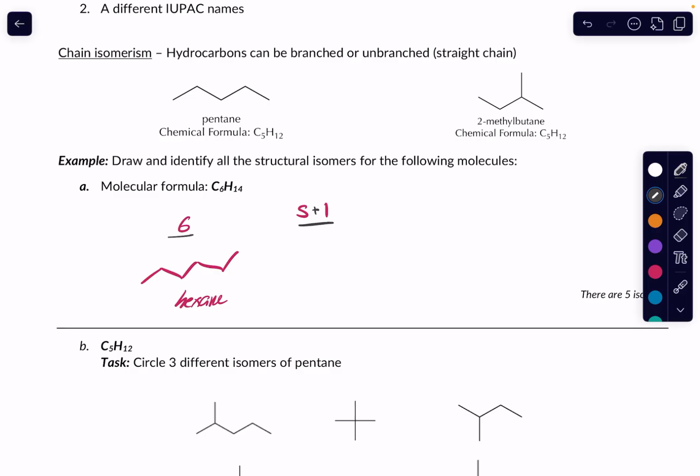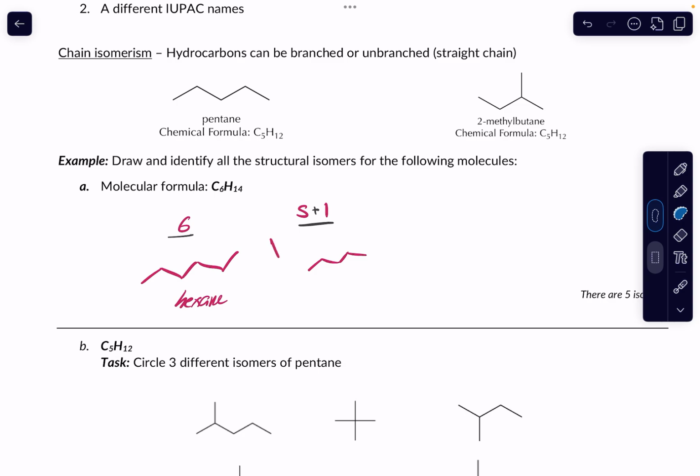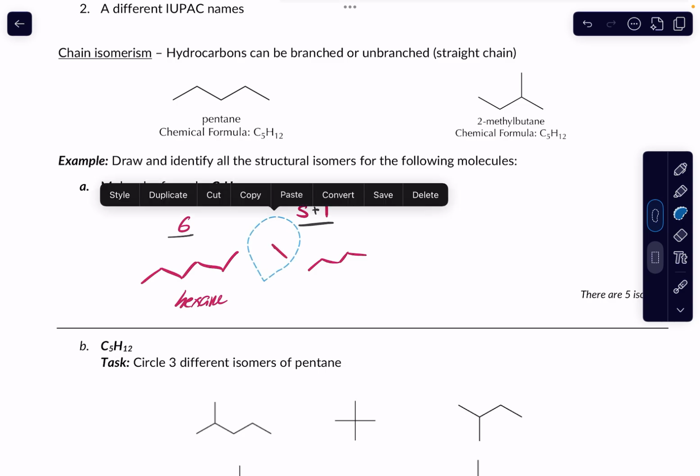So with 5 plus 1, I'm now going to draw a 5-carbon chain. So I'm going to go 1, 2, 3, 4, and 5. And then I've got 1 branch that needs to stick out, and because I've got an iPad, I can show you that I can put this in different locations. Now, to give you the clue already, I can't put this branch at the end of a chain. If I do, it becomes hexane again.